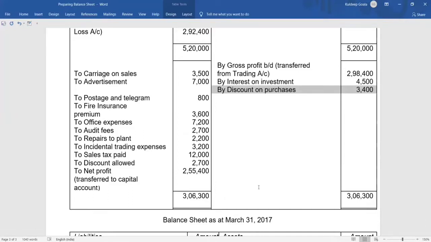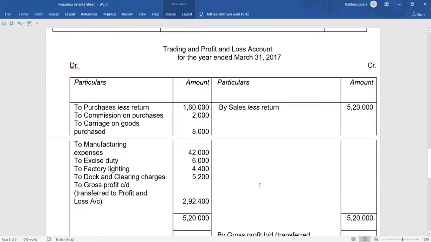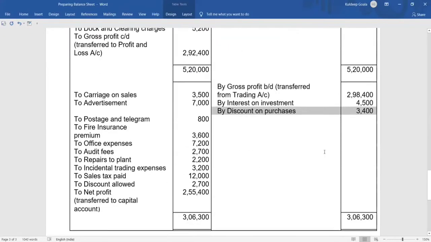Okay. Now, since all the items are over, we can do the balancing here. What you can see here: 2,98,400 plus 4,500 plus 6,400 is equal to 3,06,300, which is more than this side. So what will we do? Here there is a mistake, so it will become 2,92,000, isn't it? So if it is 2,92,000, this will also be 3 lakh, right? It will be 3,03,000. So this 3,03,000 is the highest total.